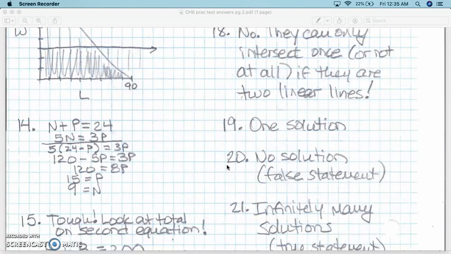For number 20, 0 equals 4, that's a false solution. So that's a false statement. So we know that that means there is no solution. And if we ended up with 0 equals 0, like they showed for number 21, we would know that there's an infinite number of solutions. There are infinitely many solutions for that system because that 0 equals 0 is a true statement.